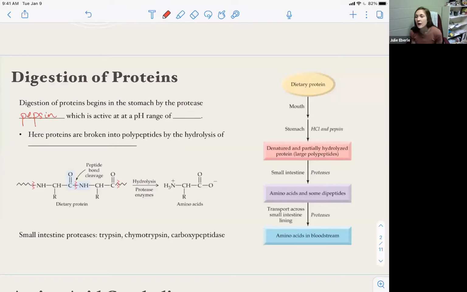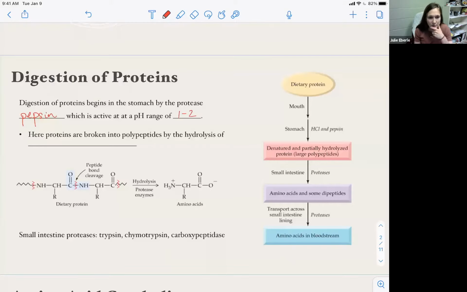Pepsin is formed as a zymogen called pepsinogen, and then it's cleaved and you get the active pepsin. Pepsin is active at a pH range of 1 to 2. We know we have HCl in our stomachs, and HCl is a very strong acid, so the pH of our stomachs is low. Pepsin is an abnormal protease because it's active at such a low pH. Normally, this kind of pH denatures any sort of enzyme, but pepsin actually thrives here.